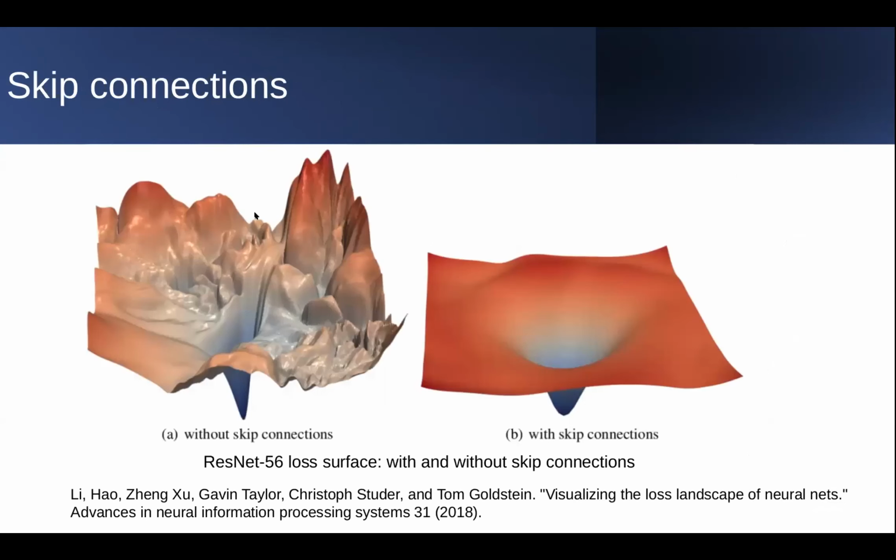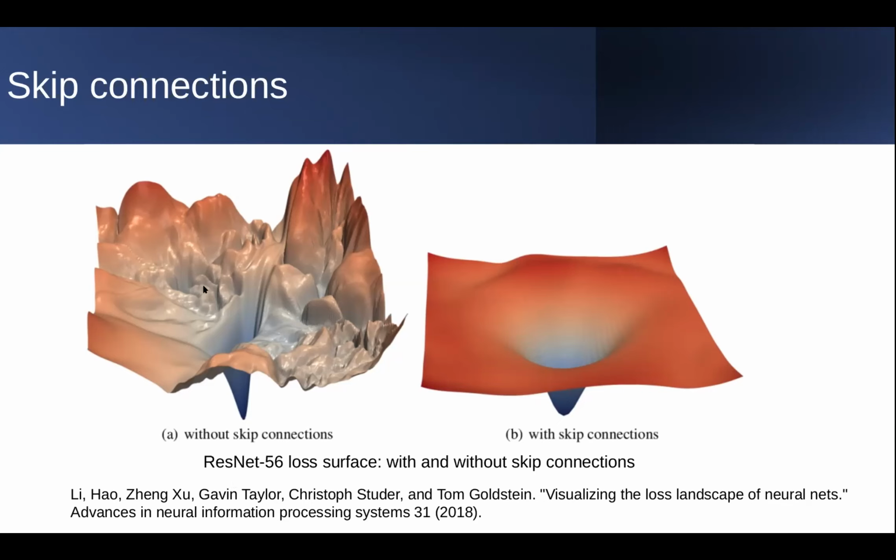Why are skip connections important for our discussion? There is a nice study in this reference over here where the authors visualize the loss surface of a commonly used architecture in computer vision, the ResNet 56.